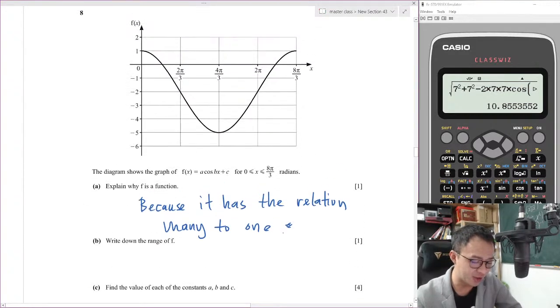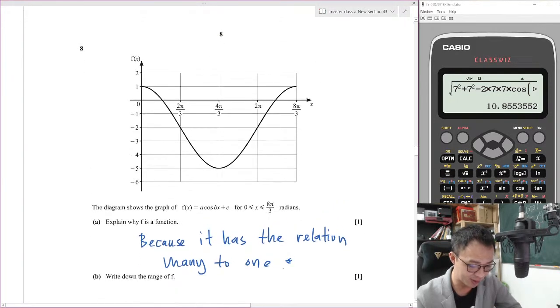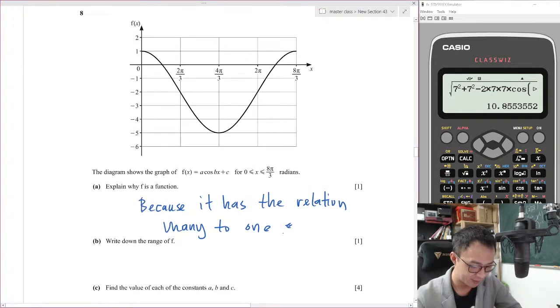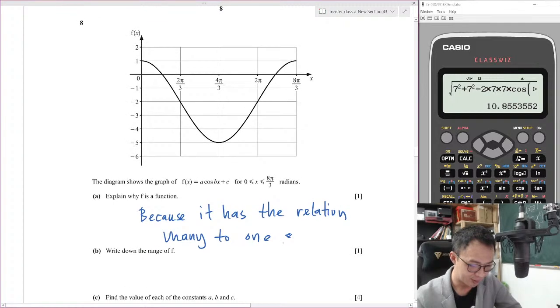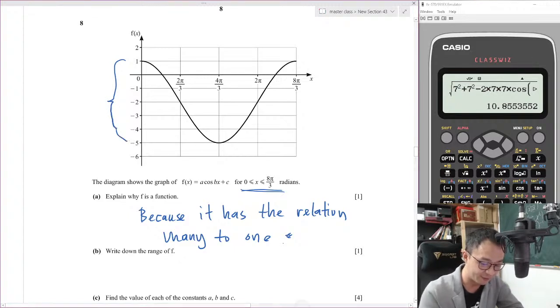Alright, write down the range of f. Does the question give us any information? Since the question already gives me the domain, finding the range is quite easy, right? My range is from 1 to -5, so f is between -5 and 1.